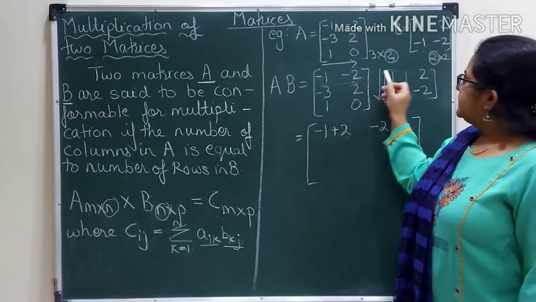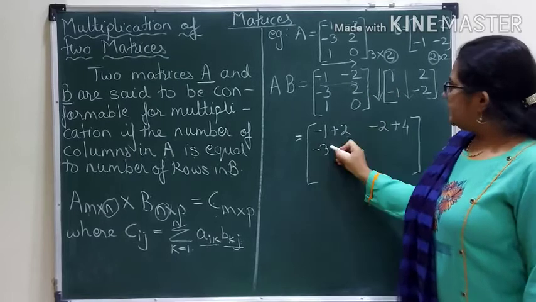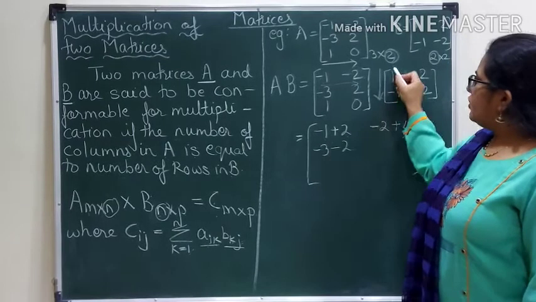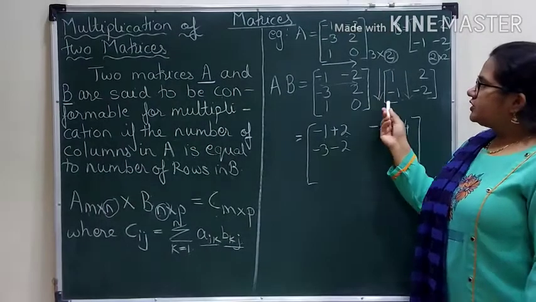Second row: minus 3 into 1 is minus 3, and 2 into minus 1 is minus 2. So second row, first column, the A21 element, you get here.